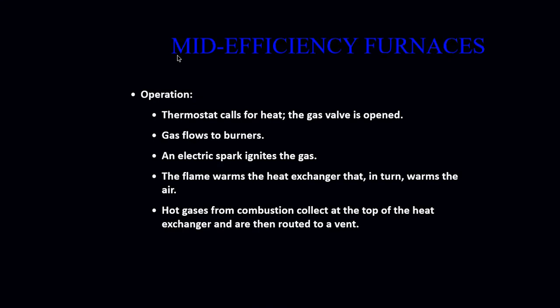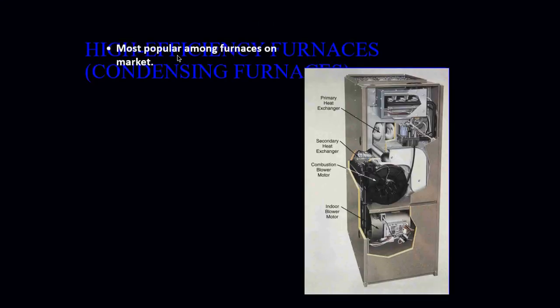So the sequence of operation of our furnaces is pretty much as follows. We have to have a thermostat. The thermostat has to call for heat. The gas valve is now going to be opened. Gas flows to the burners, and an ignition spark ignites the gas. The flame warms that heat exchanger, and in turn warms the air. And the hot gases from combustion are collected at the top of the heat exchanger and are then routed out to a vent.